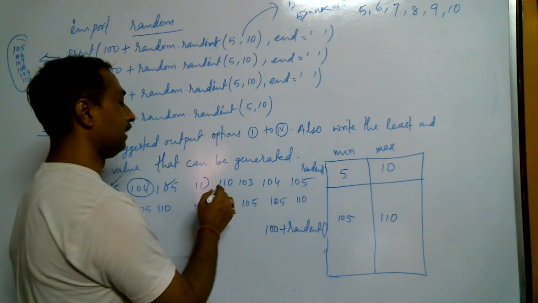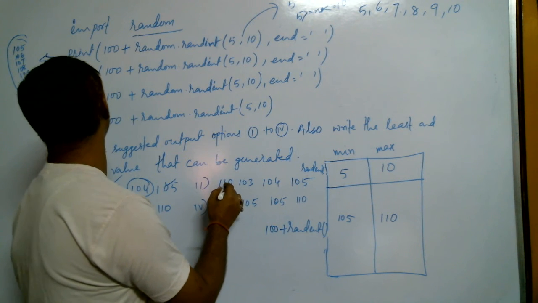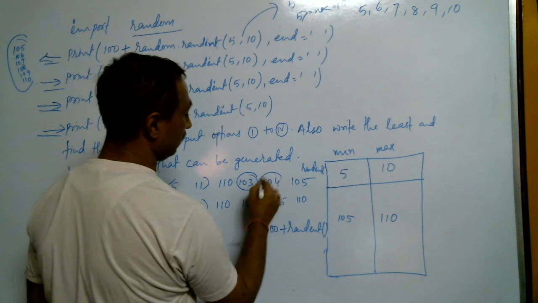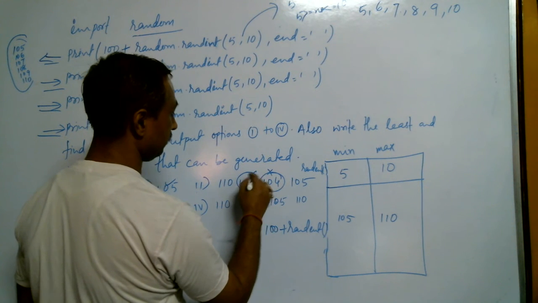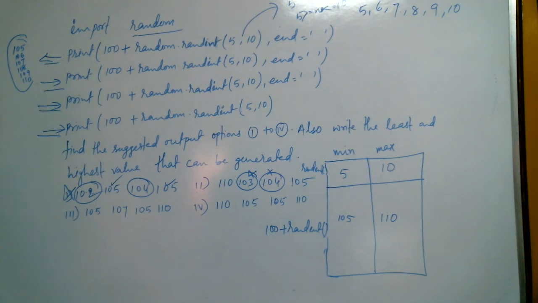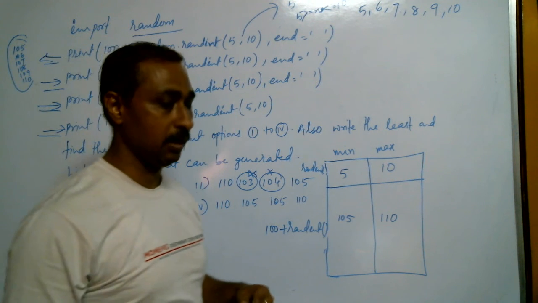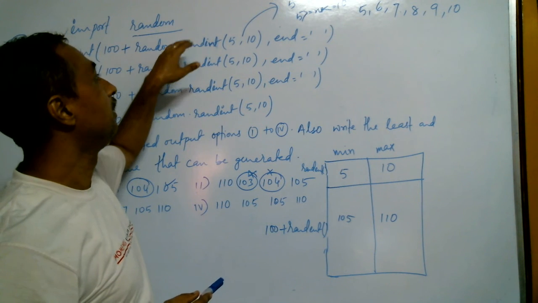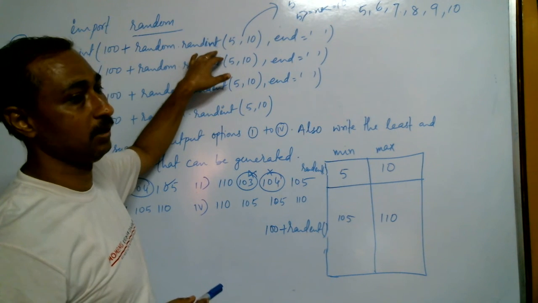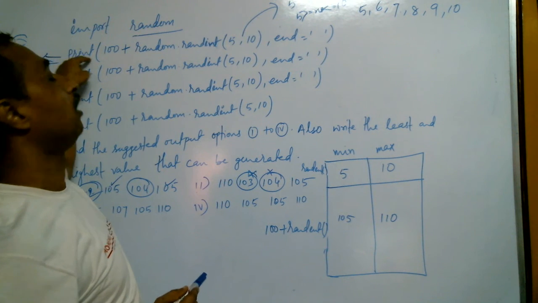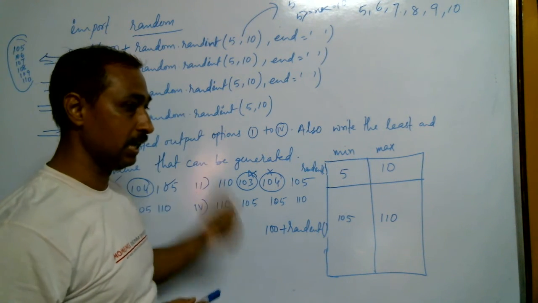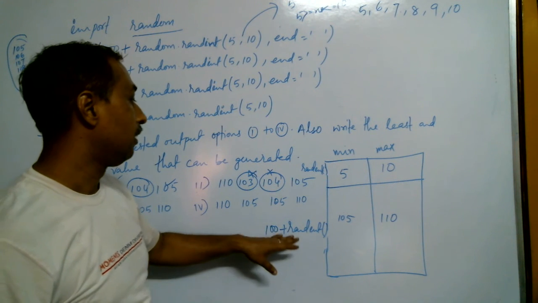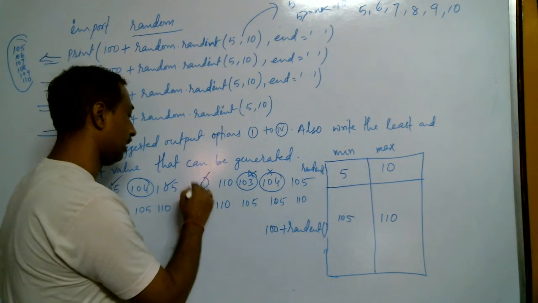Next one, second one, 110 is there in the list, but 103 and 104 are not there in the list. 103 and 104 are not possible to be returned by this function. This function cannot return a number less than 105 or more than 110. So this is also not acceptable.